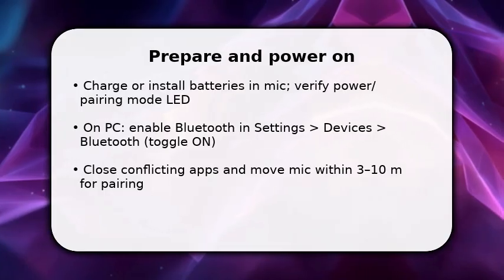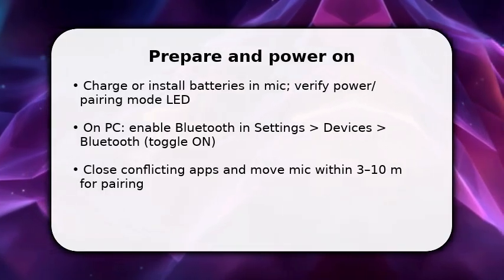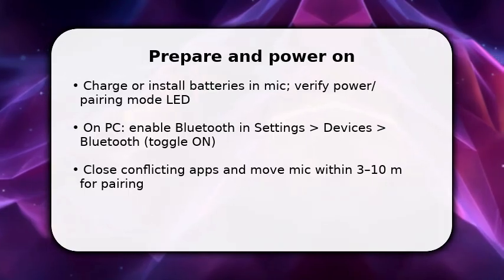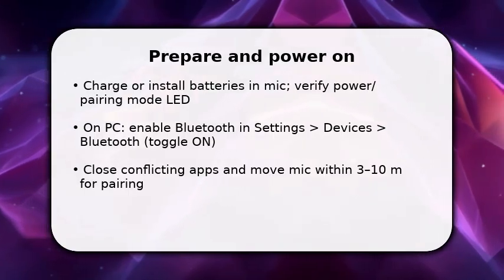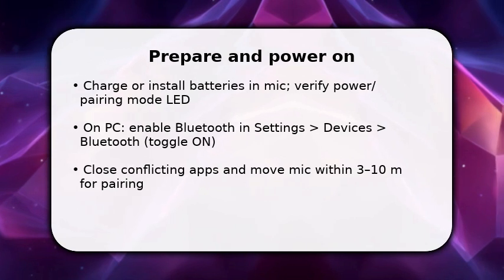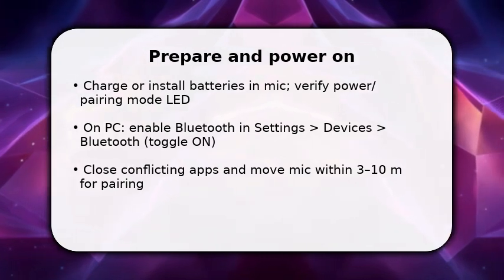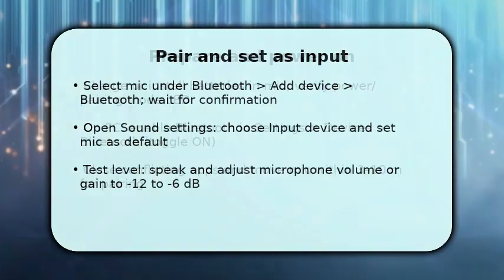These steps let your system actively scan and present the mic in the available devices list so you can select it next. Once the mic appears, select Add Device then Bluetooth. Confirm any PIN or pairing prompt the mic shows.